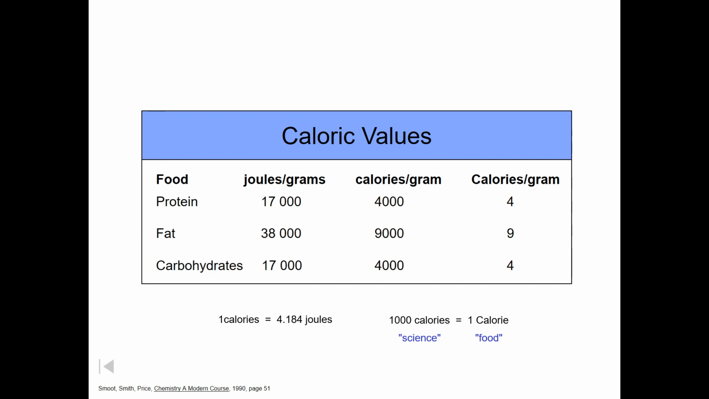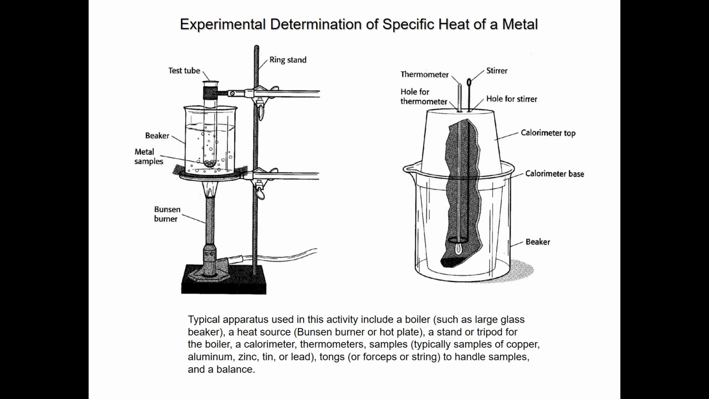One food calorie is equal to 4,184 joules. Just multiply both sides by 1,000, and then convert the left side to food. So 1 food calorie with a capital C is 4,184 joules. I'll tell you what to write.